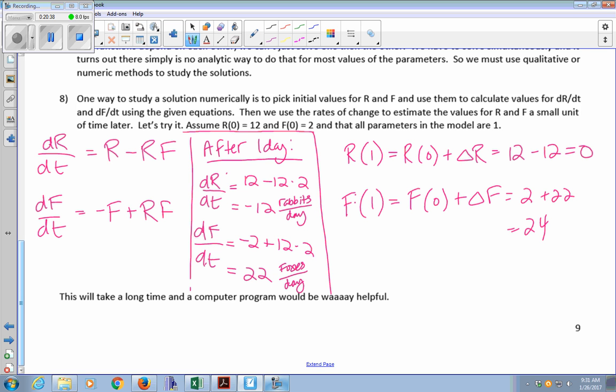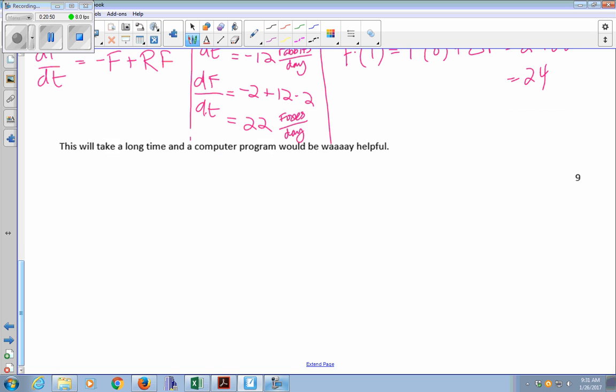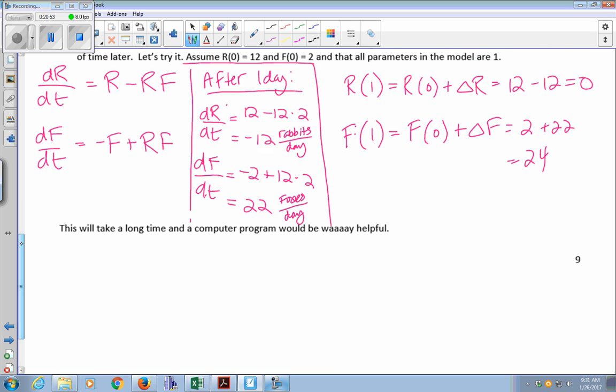Right, so I could do this again. I could now take my 0 and my 24, plug into drdt and dfdt, and figure out how much they're going to change by for the next day. So let's just do that. I will never ask you to do this by hand for a system, but just so that you have an idea of what's happening.